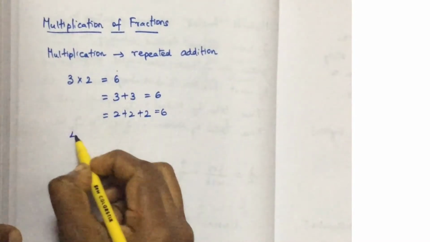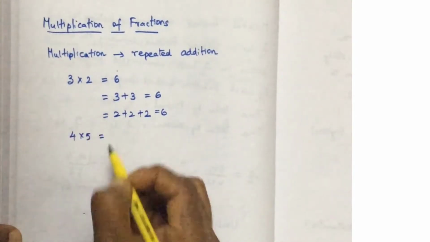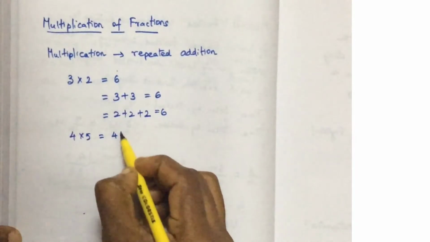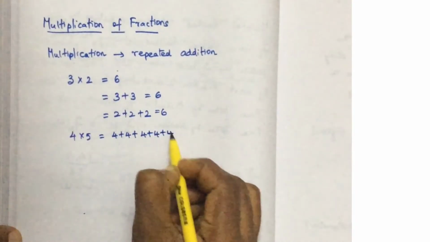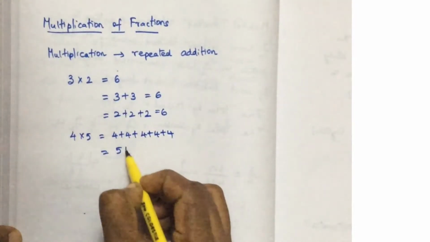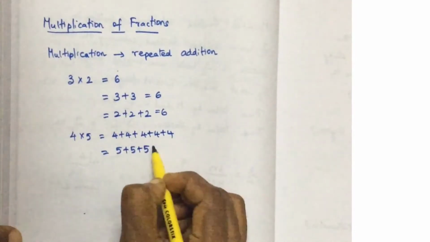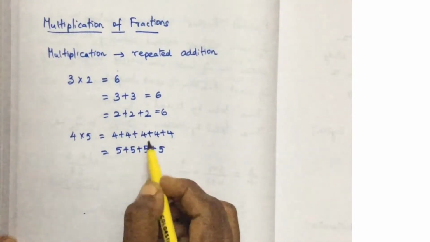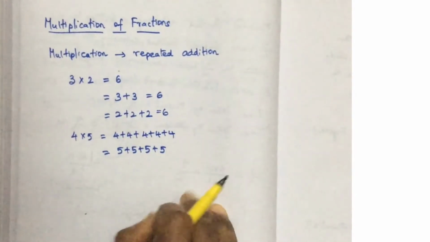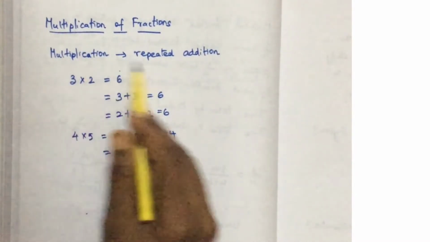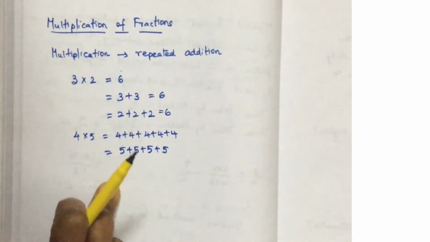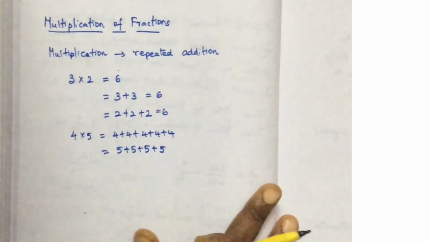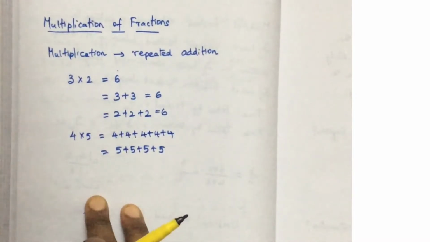If you want one more example, what is 4 multiplied by 5? It can be written as you can add 4 five times, or you can add 5 four times. Here both will result in 20. So because of this, we call multiplication repeated addition. These examples I have given are for whole numbers. The same thing we can do for fractions also.